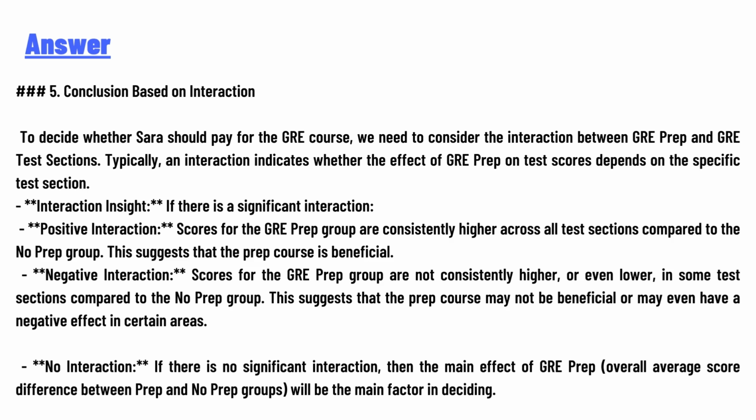Insights: if there is a significant positive interaction, scores of the GRE prep group are consistently higher across all sections compared to the no prep group. This suggests that the prep course is beneficial. Negative interaction: scores for the GRE prep group are not consistently higher, or even lower in some test sections, compared to the no prep group. This suggests that the prep course may not be beneficial or may even have a negative effect in certain areas.